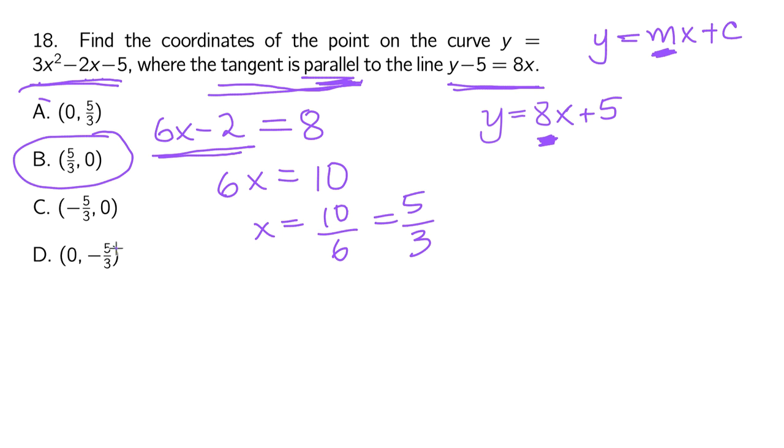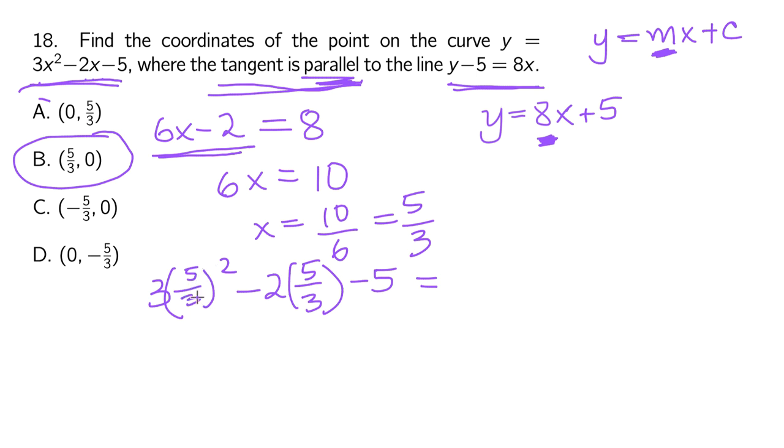So let's quickly do that. We have 3 times x squared, so 5 over 3 squared minus 2 times 5 over 3 minus 5. What does this give us? Well, there are a number of ways to do this, but let's do it the straightforward way.